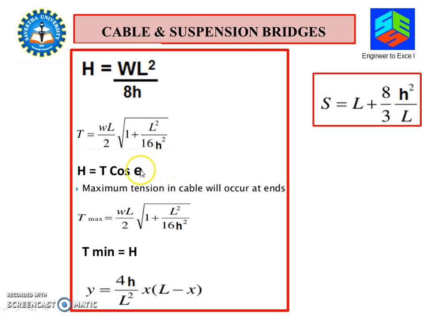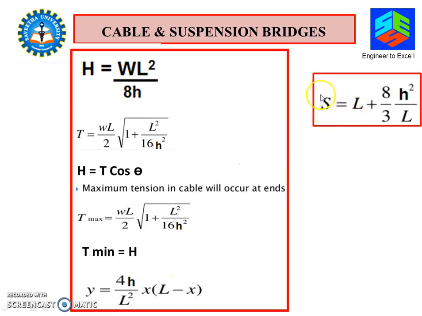At the center, the dip, theta is equal to 0, so you get T minimum, which is equal to H. Maximum tension will occur at the end, which is T max equal to WL by 2 root 1 plus L square by 16H square. And another one, which we know already from arches and the parabola, y is equal to 4hx by L square into L minus x.